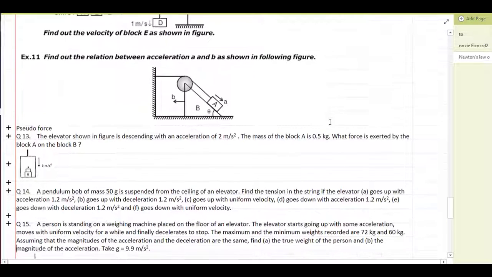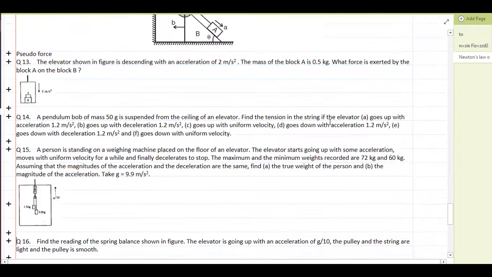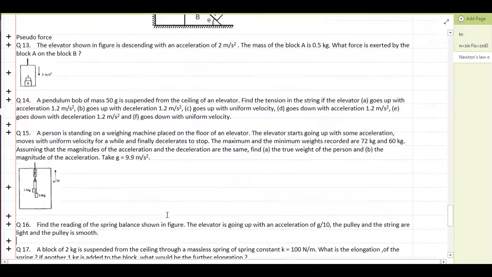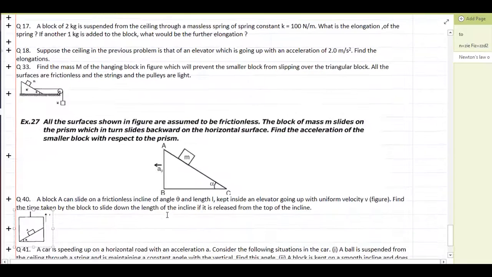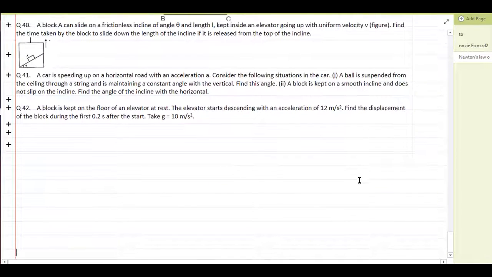After solving various questions on constraint motion, we will move to pseudo force. In pseudo force, we will see the accelerated frame concept, and we will see vertical acceleration and horizontal acceleration. All these things we are going to see. And after that, we will move to friction.